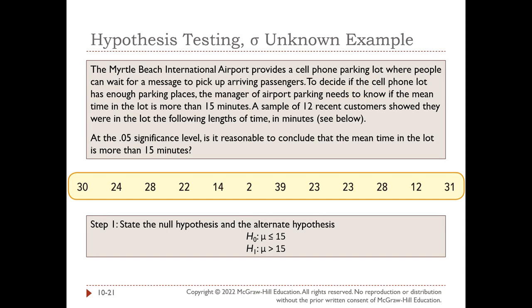So, at the 0.05 significance level, is it reasonable to conclude that the mean time in the lot is more than 15 minutes? So again, since they're asking more than or less than, this is going to be a one-tail item, okay? So basically that gives us the alternate hypothesis that the mean is greater than 15 minutes. So that would mean our null will have to be less than or equal to 15 minutes. And just judging by those fun numbers right there, it may swing a little bit to the more. Especially when someone's waiting there for 39 minutes.